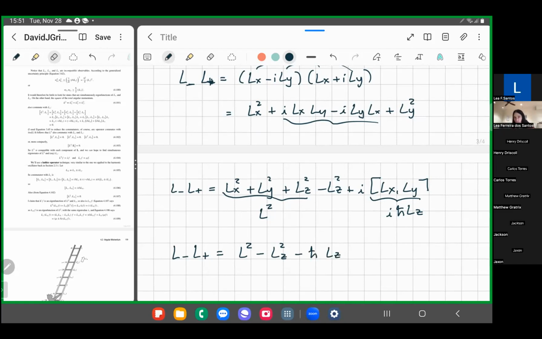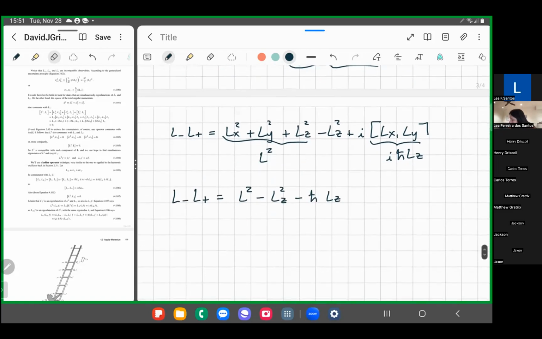So why did we do all that? Because I found a new way to write this L squared. I can say that L squared is equal to L_z squared minus ħ L_z, minus, no, plus, no, it passes to the other side, and then plus L minus L plus. Okay. So this was the purpose of playing with this product.